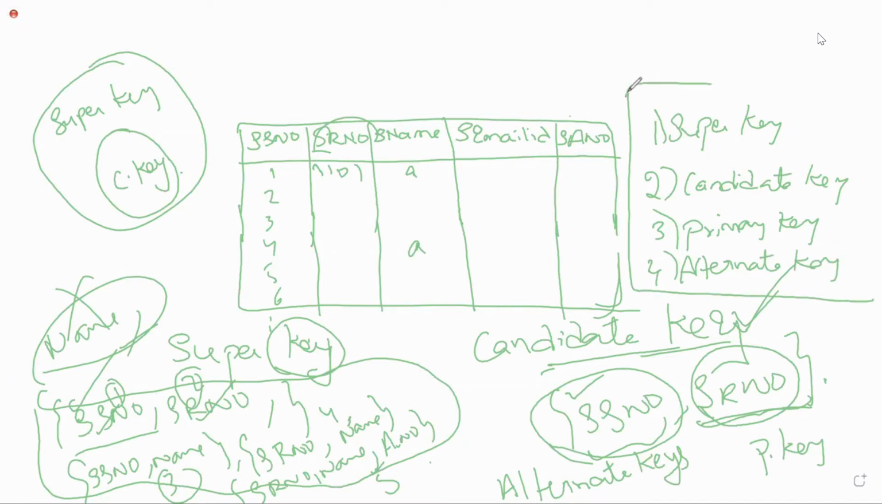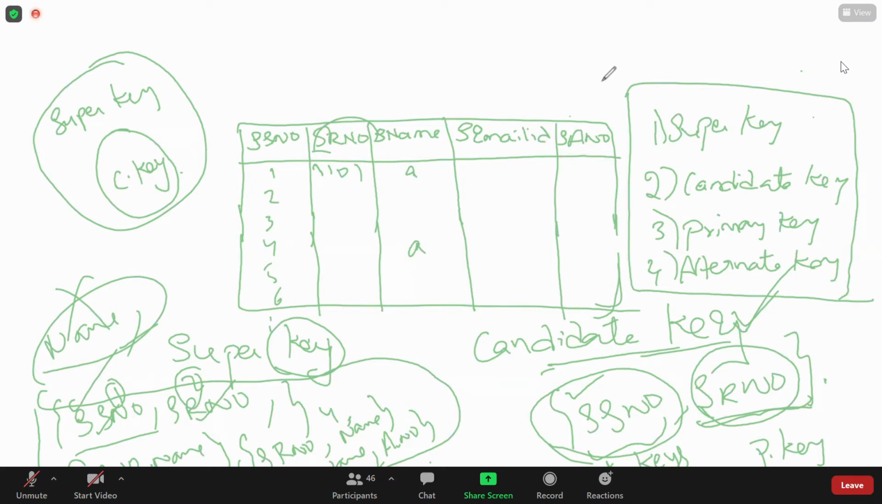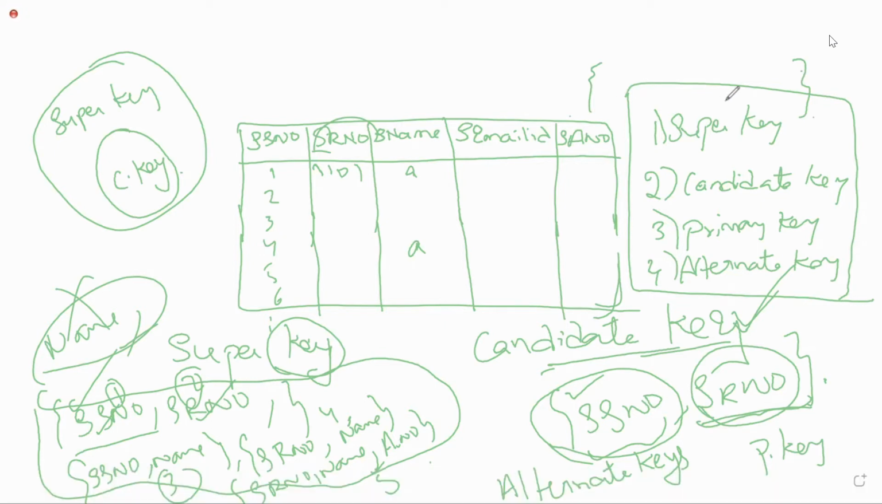So first of all, with what number of attribute combinations will we get the unique records? With student registered number alone I'll get the unique record. Look, I'm writing down here: a super key defines all the key attributes which are used to identify the records uniquely. See, are student serial number values repeated? No. So it can also be a primary key.